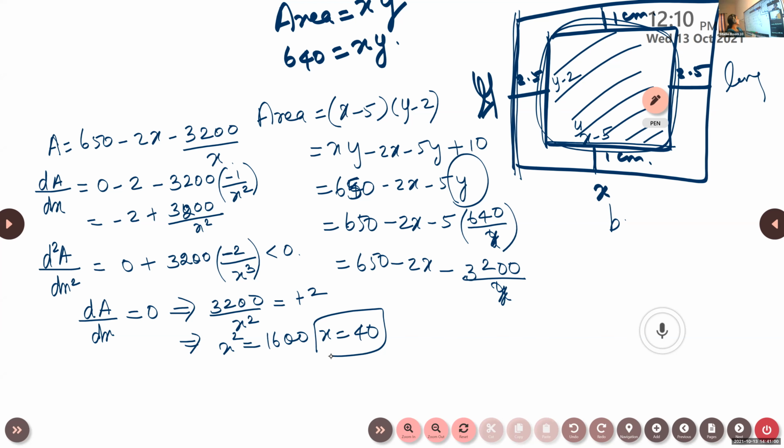Yes, calculate and give the answer. What will be the answer? What is the value of A? After finding x, find what is y.